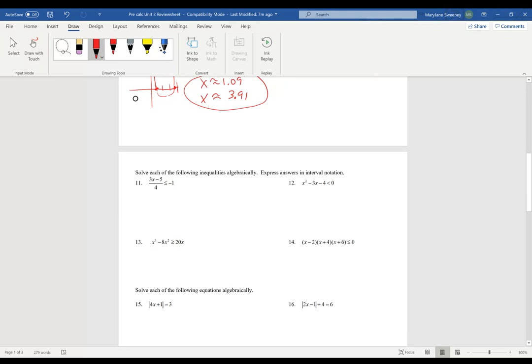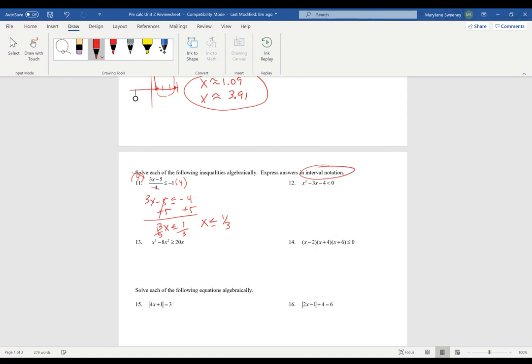Okay, solve the following inequalities algebraically. All right, so the first one, it's not an inequality degree 2 or higher. It's not a fraction with a variable in the denominator. So we would just solve this normally where we would multiply by 4 to get rid of the 4 in the denominator. Then add the 5. Divide by 3. X is less than or equal to 1/3.